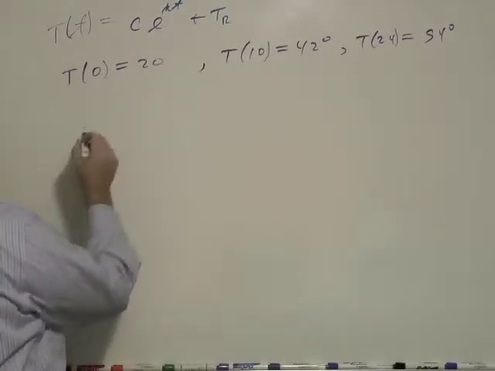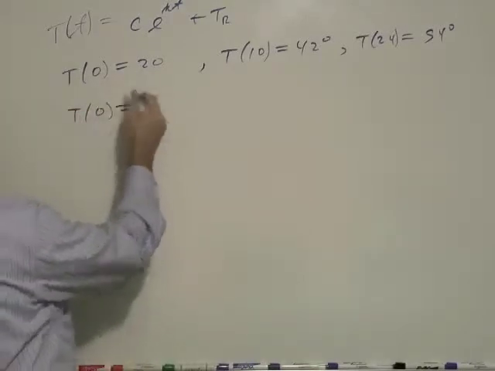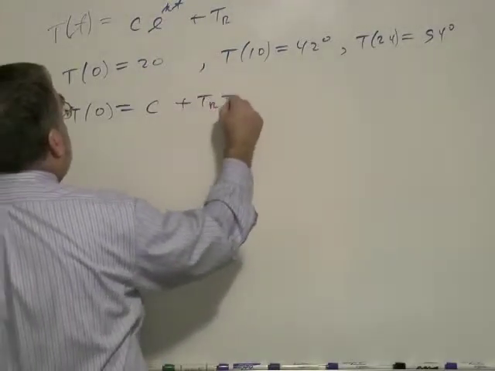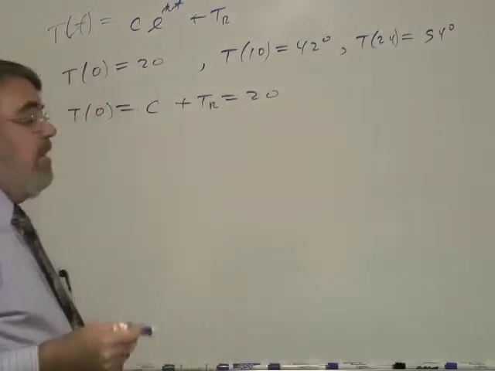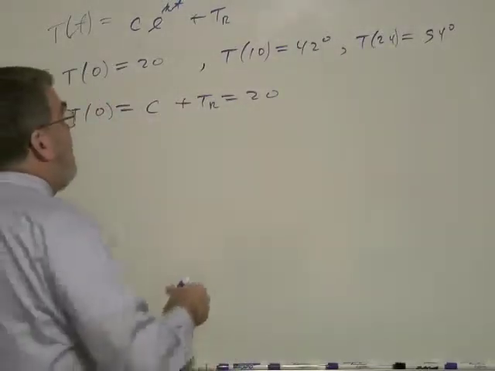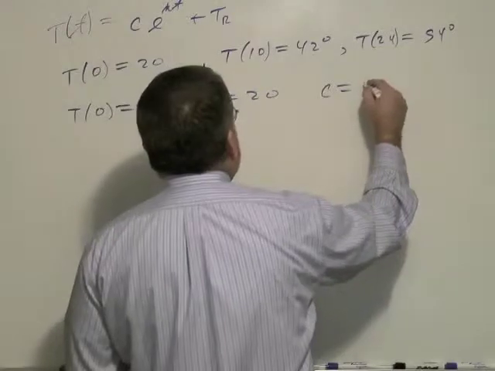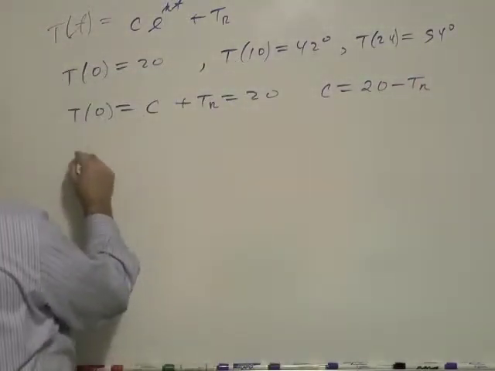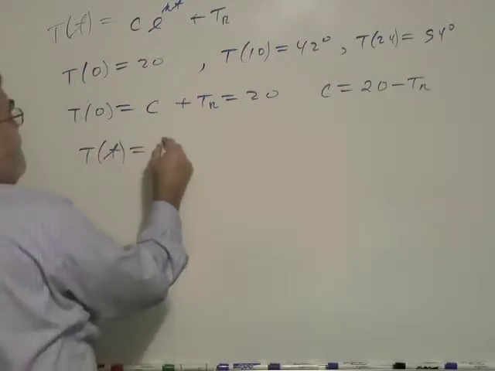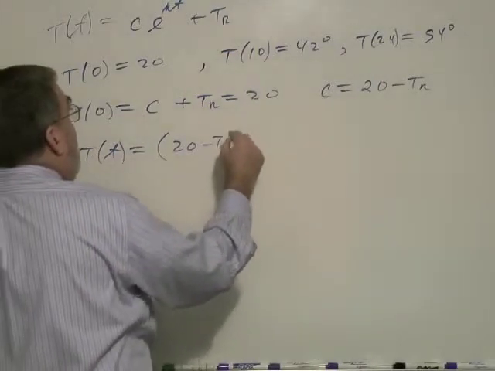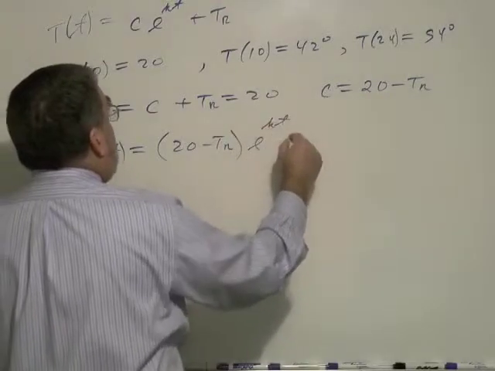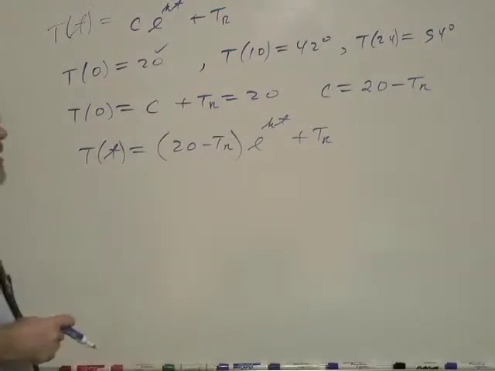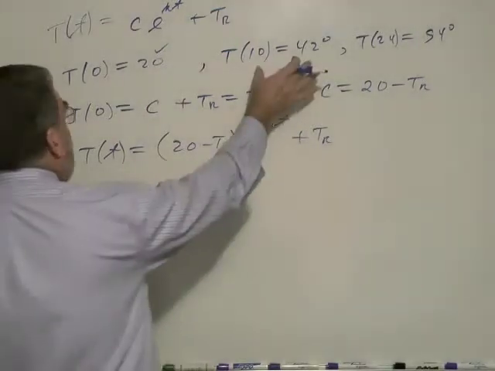Using our initial condition, T at 0 would be c times e to the 0, so that's just c, plus Tr equals 20. That allows us to solve for our constant c. c would be 20 minus Tr. So now my function is T of t is (20 minus Tr) e to the kt plus Tr. So that's the first piece of information used. Now let's go on to the second one.